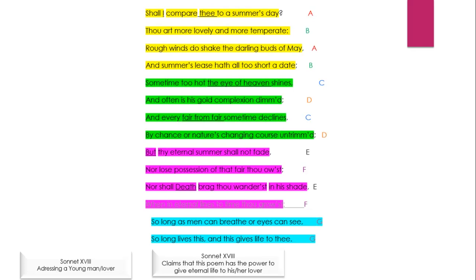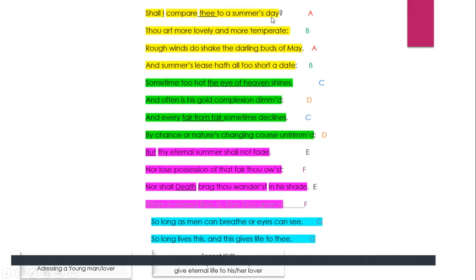Yes, you will get used to it. We are learning. This is a process. This is the first time that you are reading Shakespeare. Yes, let's pay attention to the rhyming pattern. Look, for this, the ending of this first sentence is day.